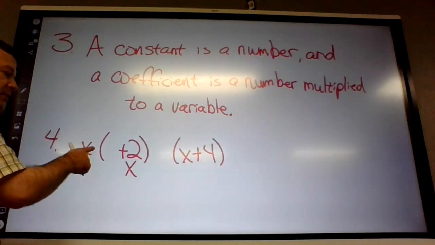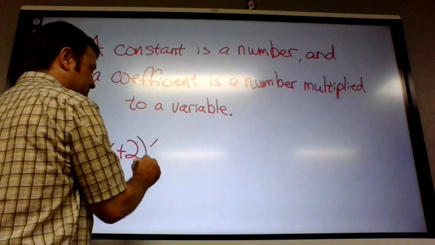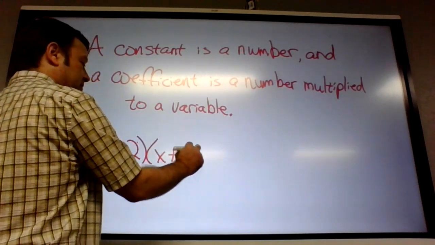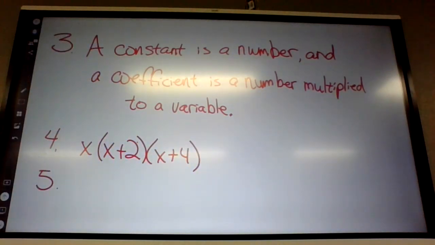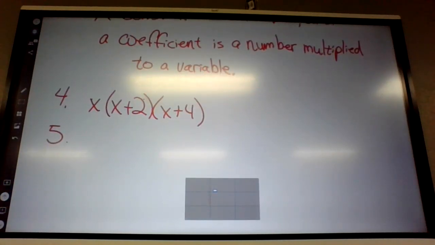So how am I going to show multiplication? When it's parentheses, you can just put them next to each other, right? That means multiply. So that would be the product of 3 consecutive odds.